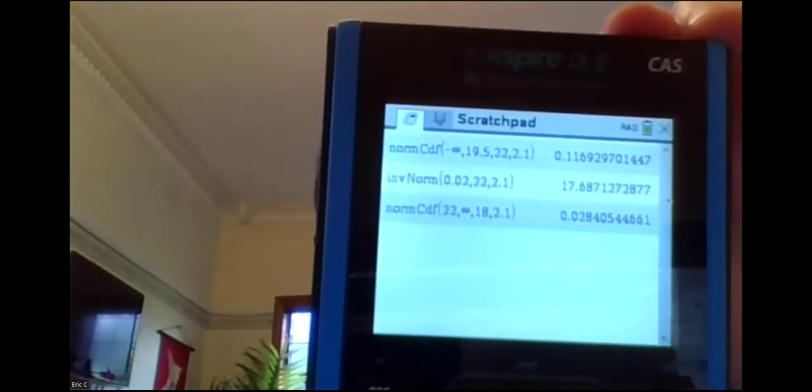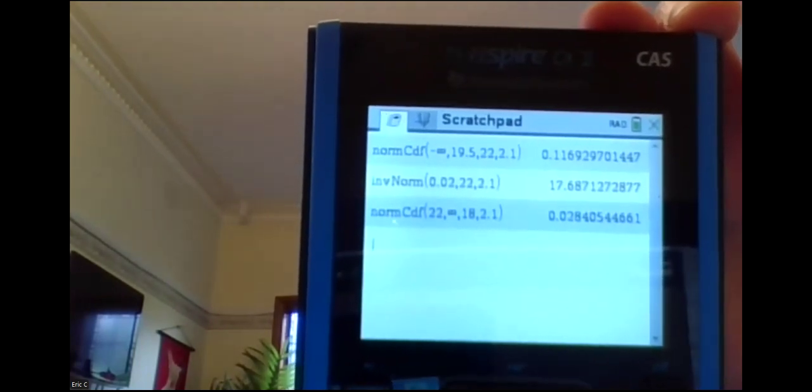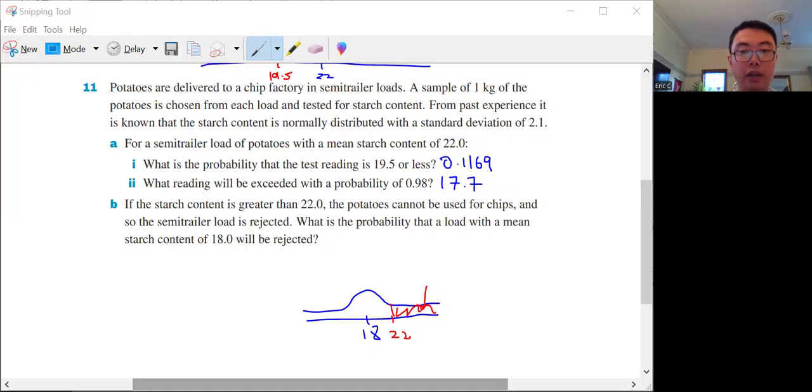That's your probability. So the probability of being rejected is going to be 0.0284. Just put it to 4 decimal places. So the answer is going to be 0.0284. Okay, so that's it for today.